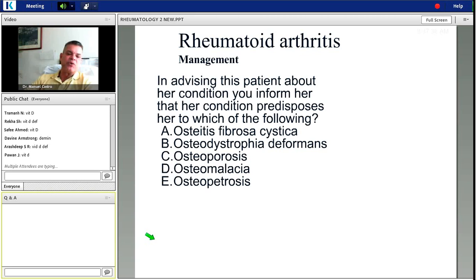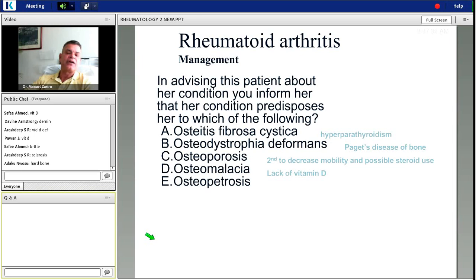So, osteitis fibrosa cystica is hyperparathyroidism, osteodystrophia deformans is Paget's disease. Osteoporosis is seen here in rheumatoid arthritis. Osteomalacia is a lack of vitamin D, and that occurs in older patients, right?